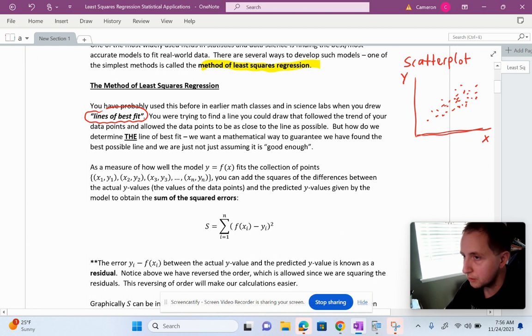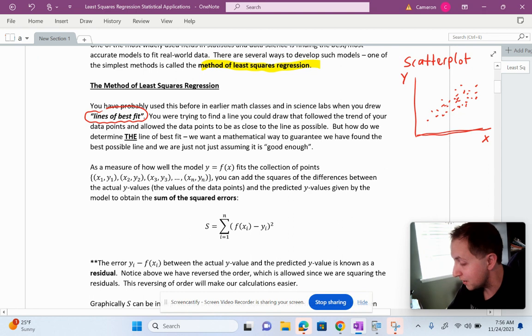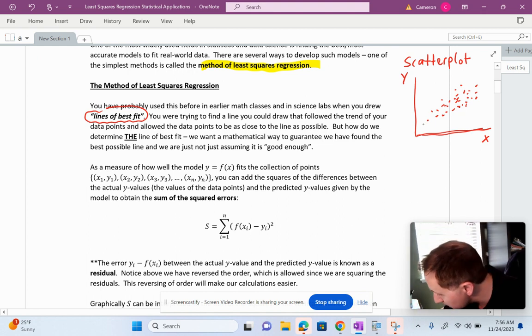In other words, you're trying to find a line that you can draw so that the data points are as close to that line as possible. It's the line that tries to best accommodate all of those data points. Now, it's not going to be able to make all of them happy, right? There's no way that you could draw a line where all of those dots fit perfectly on the line, but you do the best you can.